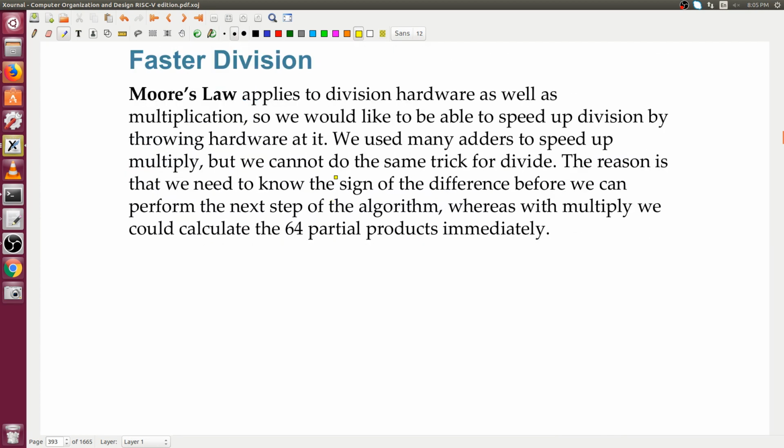Okay, so faster division. Let's see if they get into anything interesting. So Moore's law applies to the division hardware as well. So we want to scale with more transistors. We want to build faster hardware. And we especially want to target something like division. So we would like to be able to speed up division by throwing hardware at it. We used many adders to speed up multiply, but we cannot do the same trick for divide. And this is that sign difference that we were talking about.